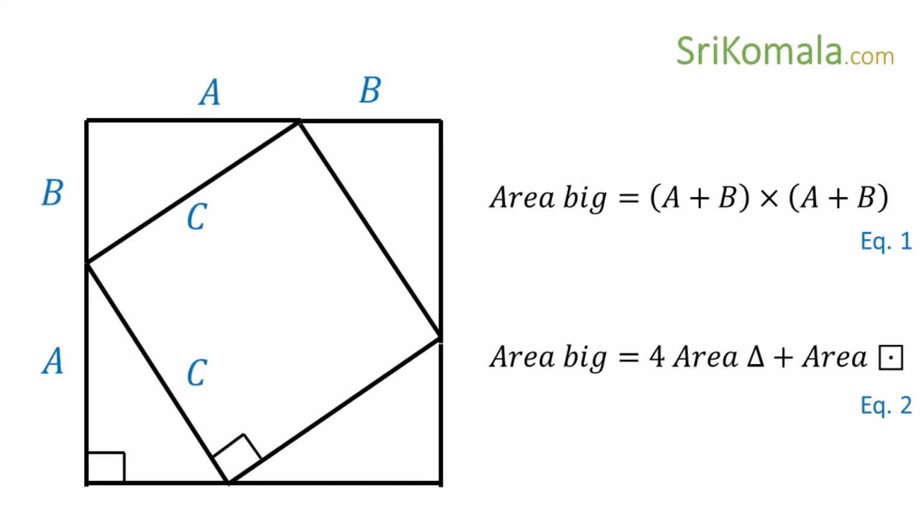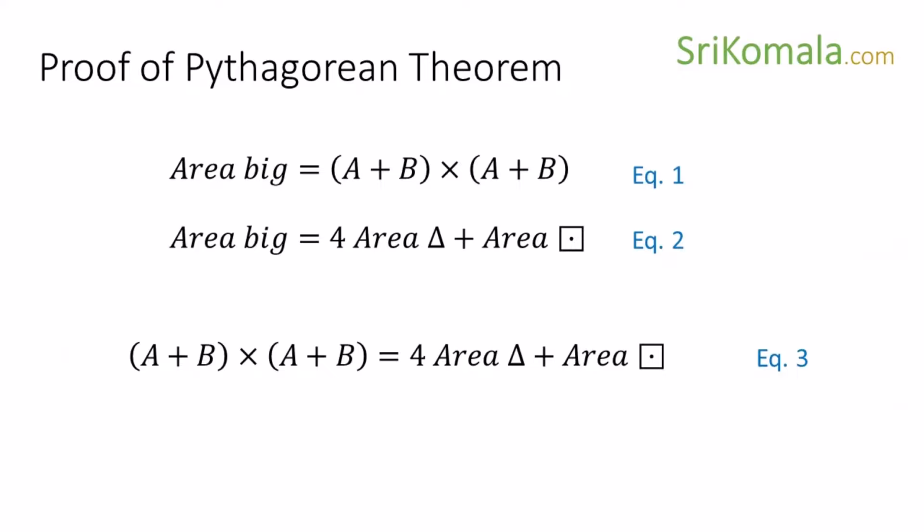The other way to determine the area of the bigger square is by adding the total area of the 4 triangles and the area of the smaller square. This gives us equation 2. From equation 1 and equation 2, we get equation 3, as shown in the figure.